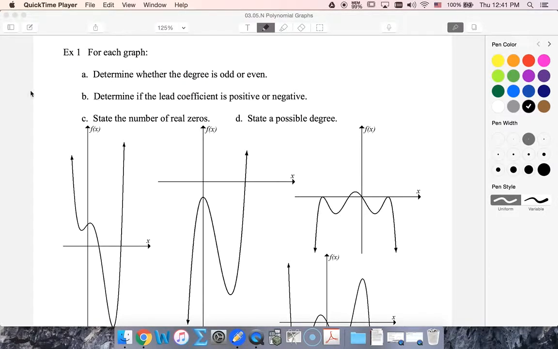Okay, so now we're going to look at some examples. Based on the picture, we're going to determine whether the degree is even or odd, whether the leading coefficient is positive or negative, the number of real zeros, and hence a possible degree.